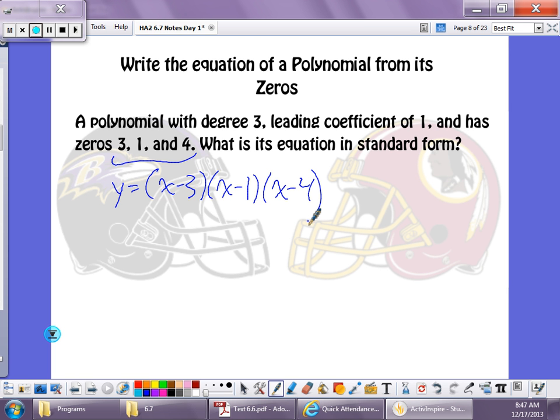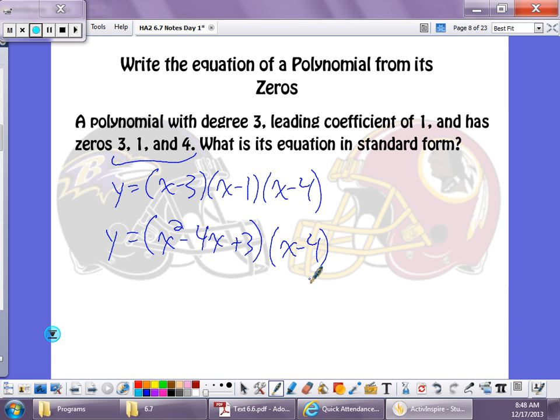All right? And then you would just FOIL it. Yeah, this is just going backwards. So first, just do one at a time. So first, we'll just look at these two. So you'd get y equals x squared minus 4x plus 3 times x minus 4.